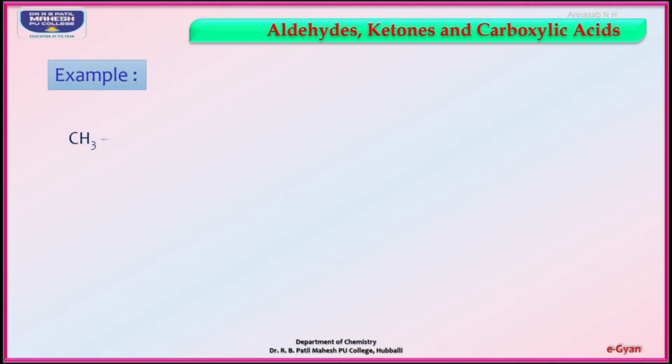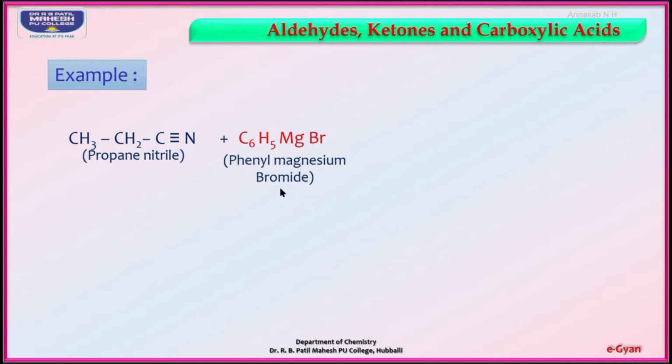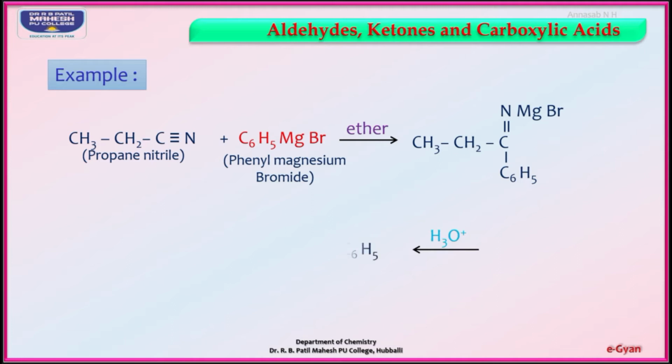Example, CH3CH2C triple bond N, as it contains 3 carbon atoms and C triple bond N group, the name of the compound is propane nitrile. When treated with Grignard reagent phenyl magnesium bromide, C6H5MgBr, in presence of ether, it forms an intermediate compound, followed by hydrolysis forms ethyl phenyl ketone or propiophenone.